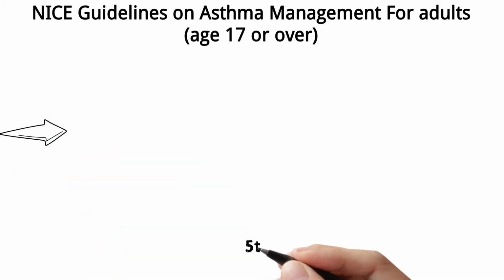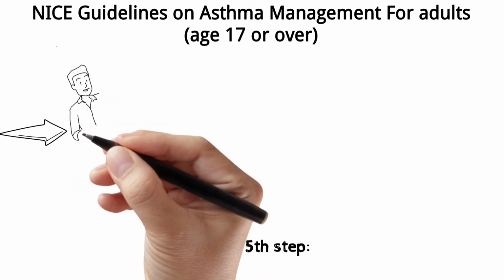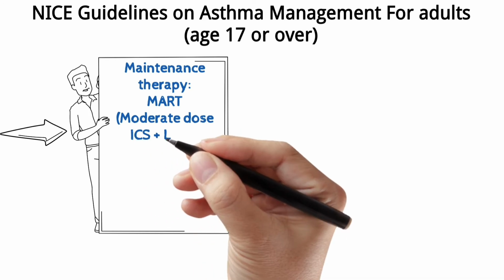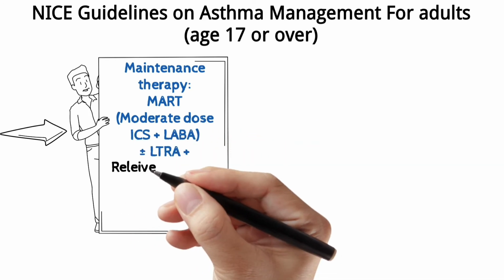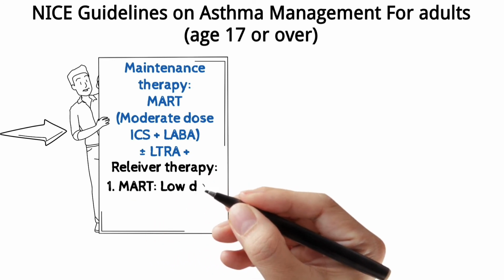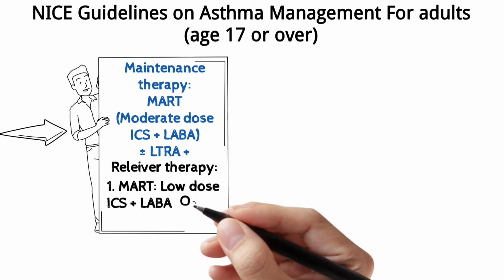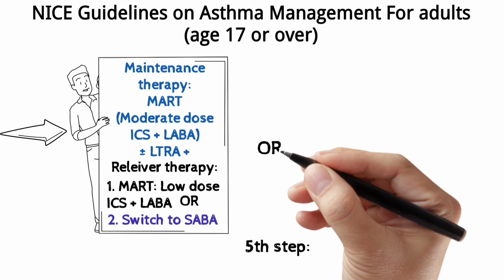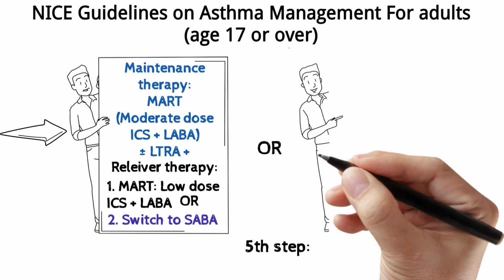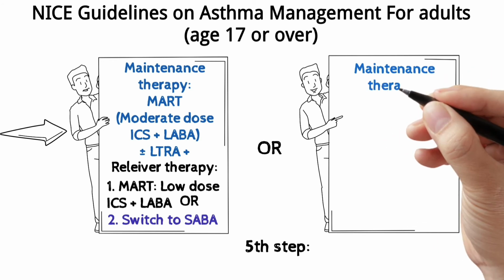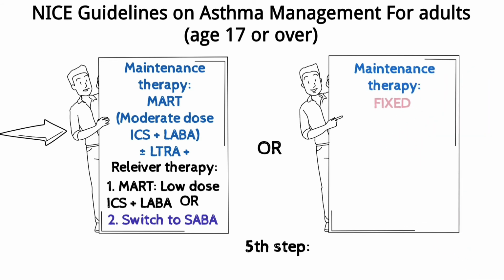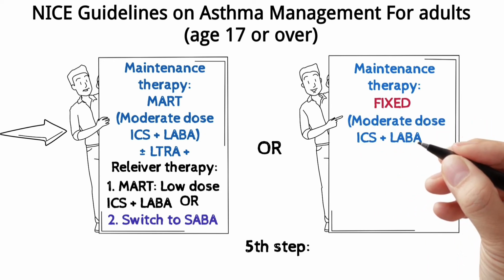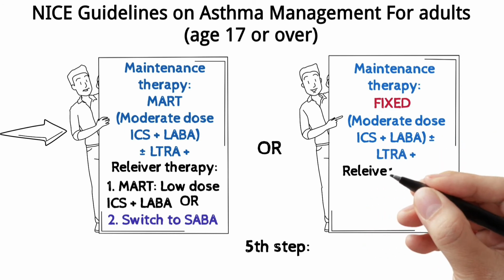If asthma is not controlled over 4 to 8 weeks, even after fourth step, we go to fifth step, which contains maintenance therapy and reliever therapy, as in previous steps. Maintenance therapy contains MART, which is moderate dose ICS and LABA with LTRA as an option, and reliever therapy contains MART, that is low dose ICS plus LABA, or only SABA. Or as an option, we can make the maintenance therapy a fixed dose. That means we can give fixed moderate dose ICS plus LABA plus or minus LTRA, and reliever therapy is the same.